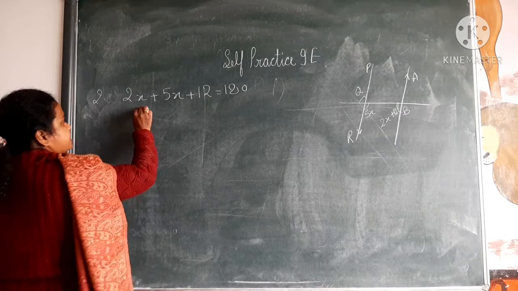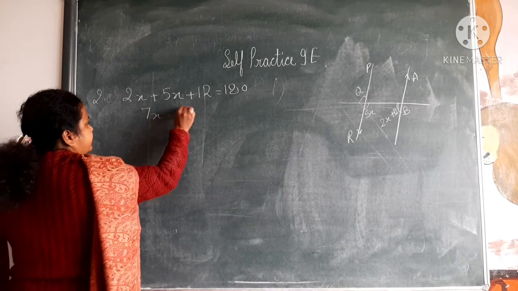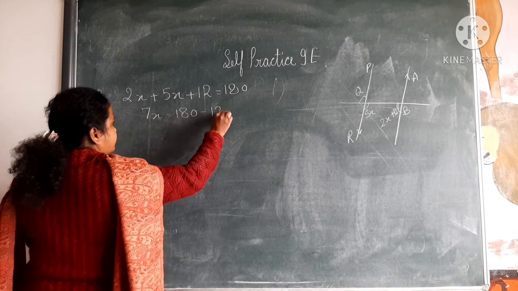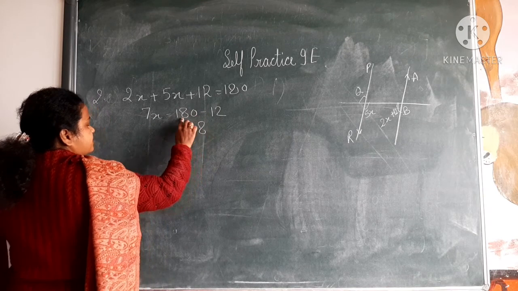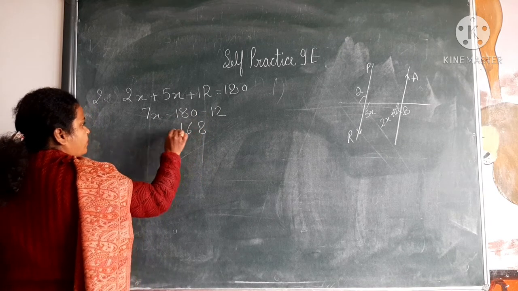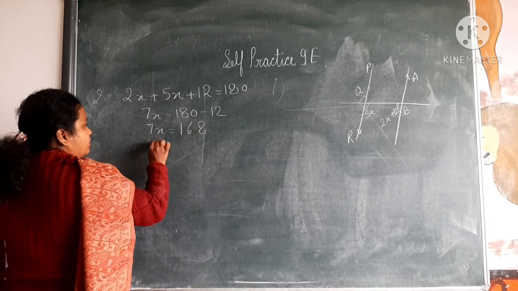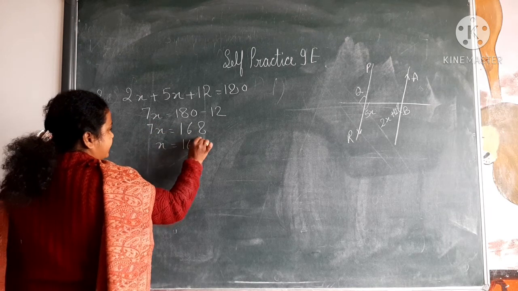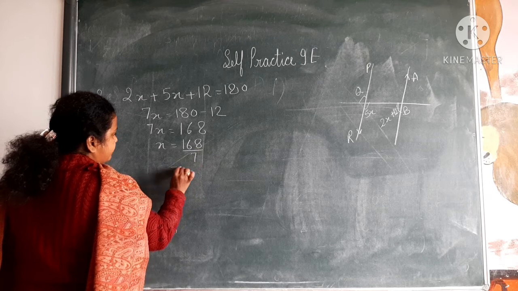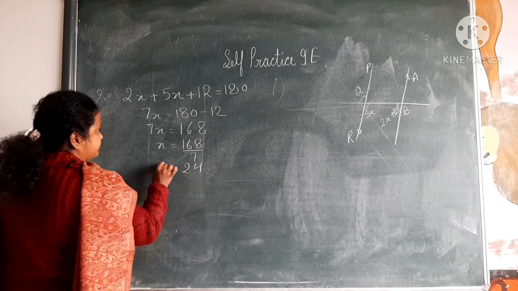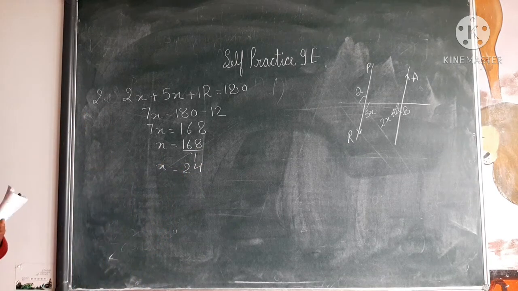Okay, so 7x is equal to 180 minus 12. So 10 minus 2 is 8, 7 minus 1 is 6, 168. So what will be x? 168 by 7. 7 twos are 14, 7 fours are 28... so your x will be 24 degree.